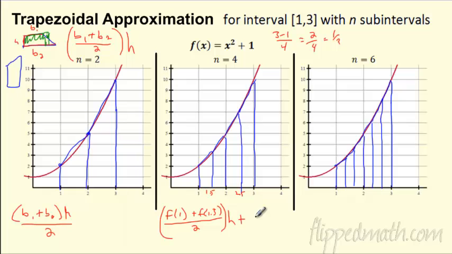Then what am I going to do? I'm going to do the next one, the f of 1.5 right here. Then I'm going to add it to this. So I'm on the next rectangle plus the f of 2. Going to divide that by 2, times it by the height. So this one gives me that trapezoid. This one gives me that trapezoid. Let's keep this train rolling here. I've got the f of 2 plus the f of 2.5.